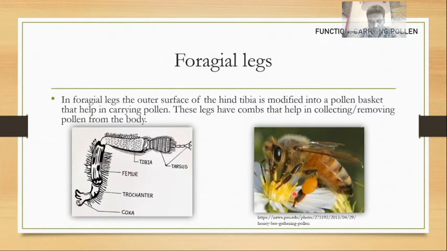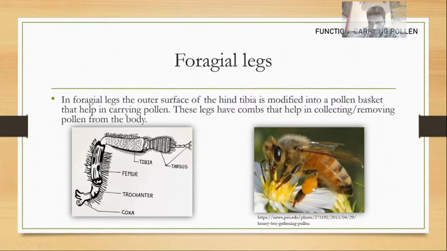Next type I'm going to talk about is foraging legs. Honeybees and all other types of bees are very well known for their foraging habits. Honeybees, for example, need to collect nectar and pollen from flowers, and they have to carry that home. Now, nectar is liquid. It can be sucked up by the mouthparts and can be stored in the crop. But pollen cannot be eaten like that. So what they do is they store the pollen in their hind legs.